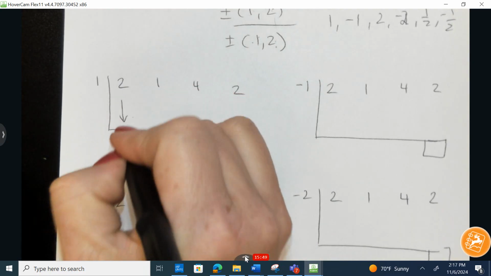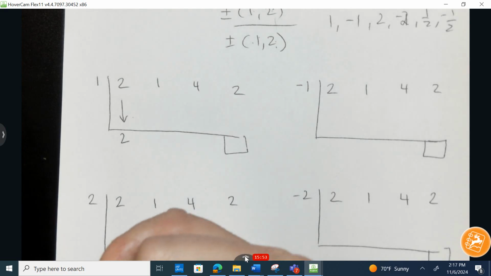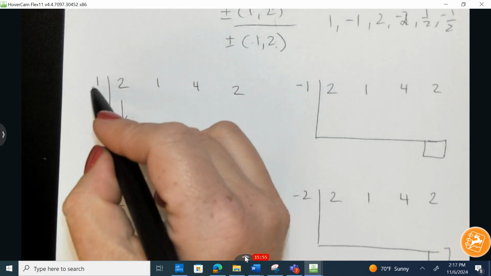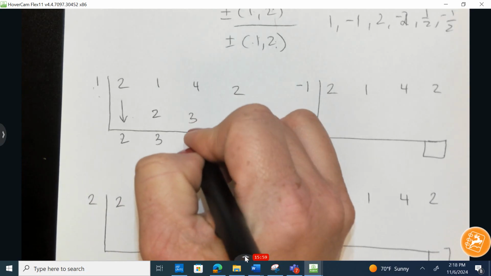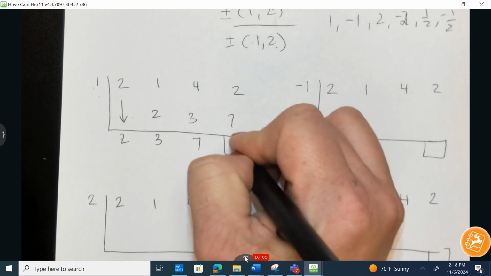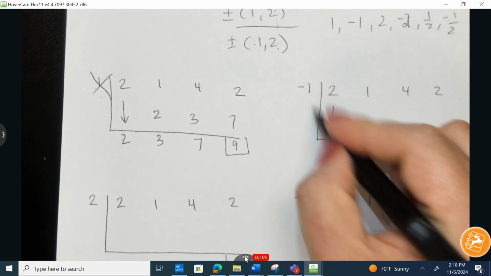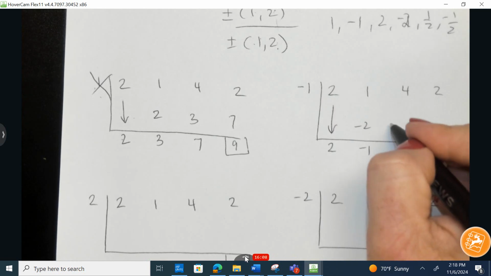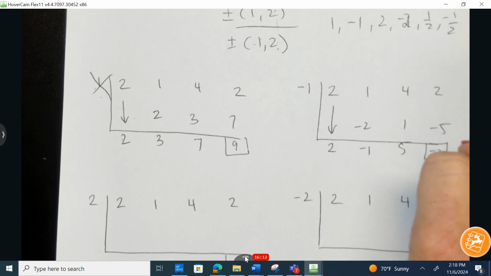So let's drop down the first value, and then I'm going to start using synthetic division. I refer to it as the MAMA method, an acronym for multiply and add down. Multiply and add down. I can already see this doesn't work. 1 is not a solution. Let's hope that negative 1 works. So I'm going to multiply and add down. Oh, that doesn't work either.